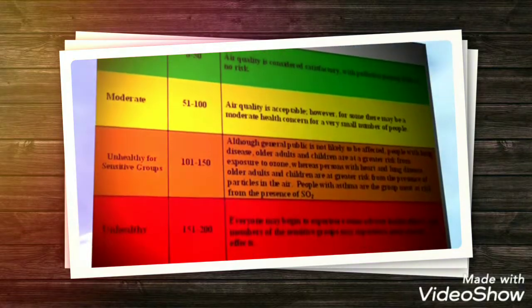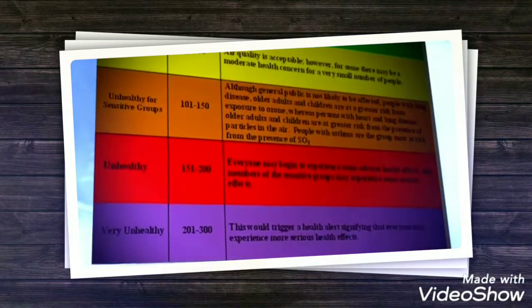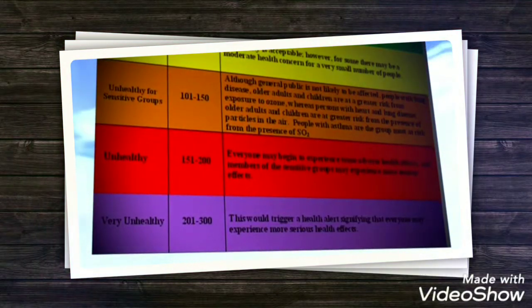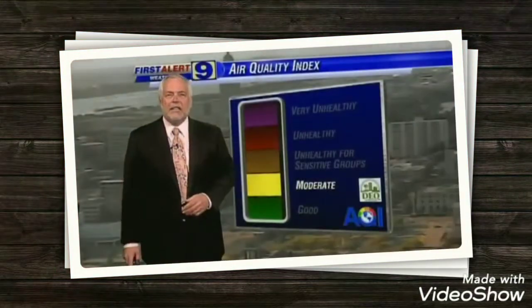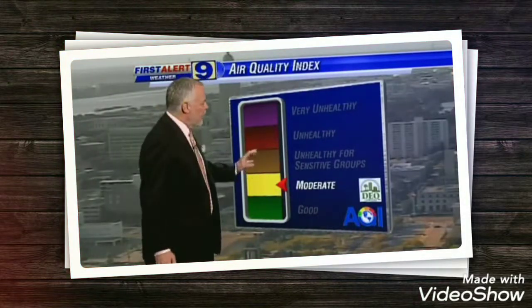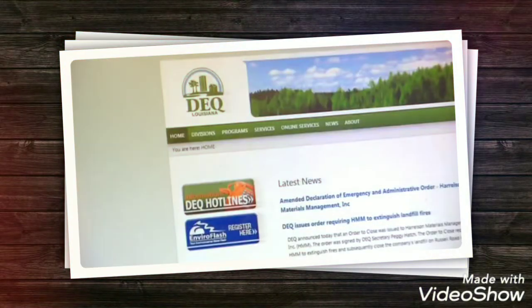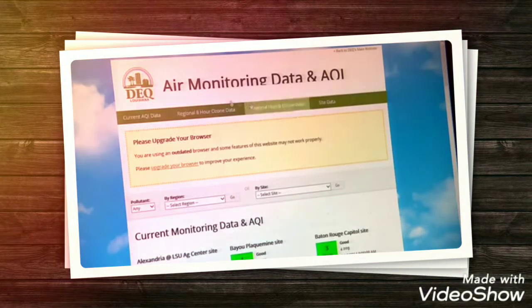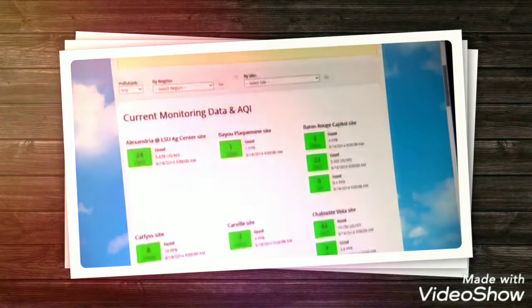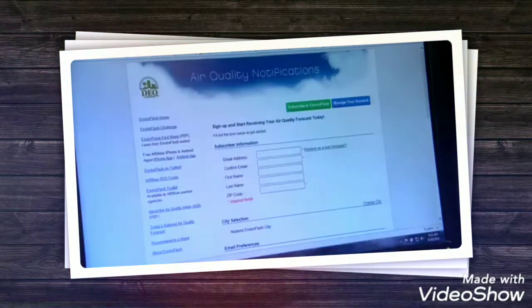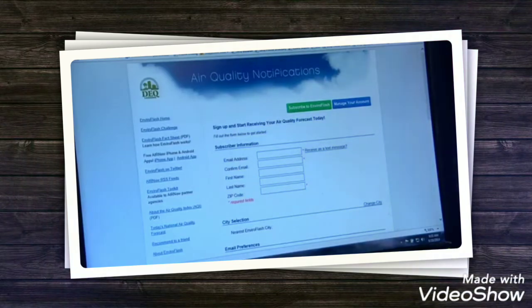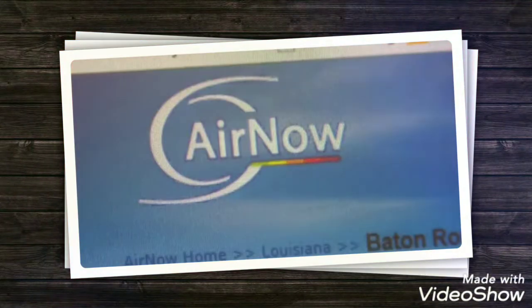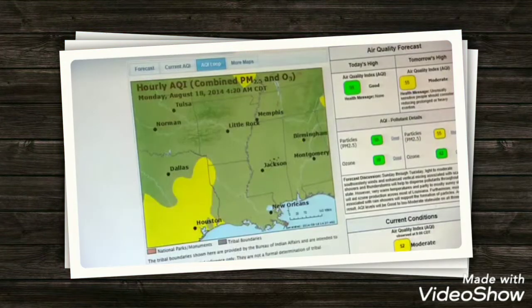When the air quality range starts moving out of the yellow towards orange, it indicates the air is unhealthy for people in sensitive groups, mainly the very young, the elderly, and people with respiratory problems. Members of the public can learn about daily air quality through the news media and other sources that include EnviroFlash. This free automated subscription system sends text or email messages to subscribers based on how much information they want and how often. The public can go to the DEQ website to sign up for EnviroFlash, as well as visit EPA's AirNow website to access air quality information.